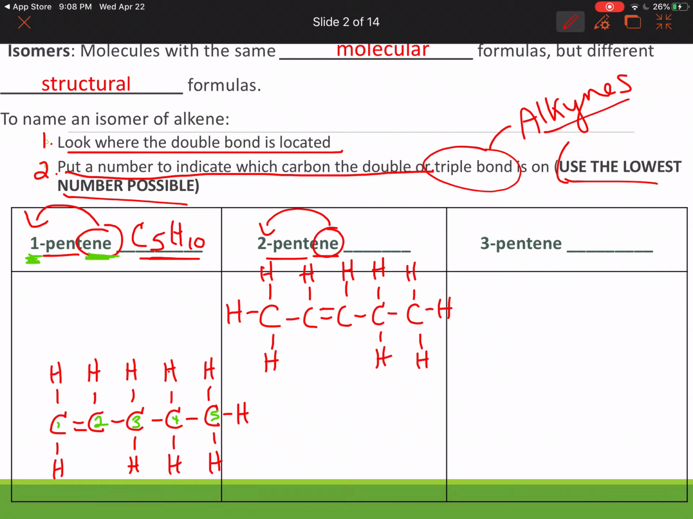Okay, let's count everybody up. 1, 2, 3, 4, 5. So we have 5 carbons. And we have how many hydrogens? We're going to have 10 hydrogens. All right, so C5H10 is the same for both of them. Those are the molecular formulas, but you'll notice the structure is different.